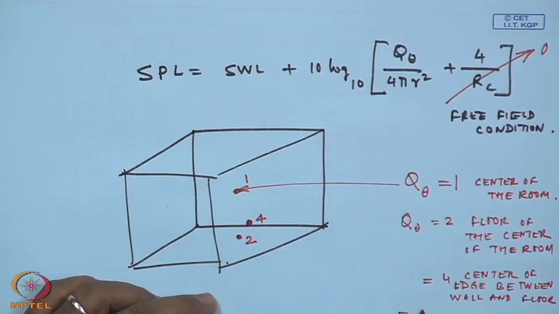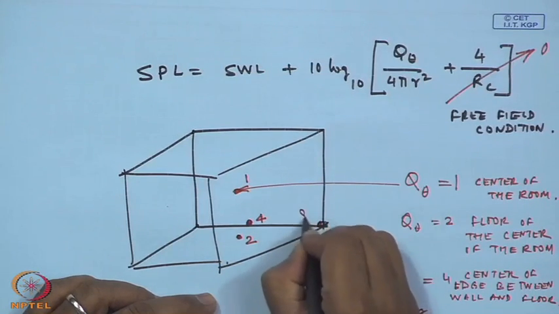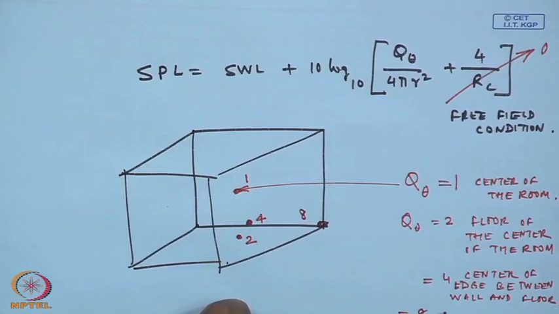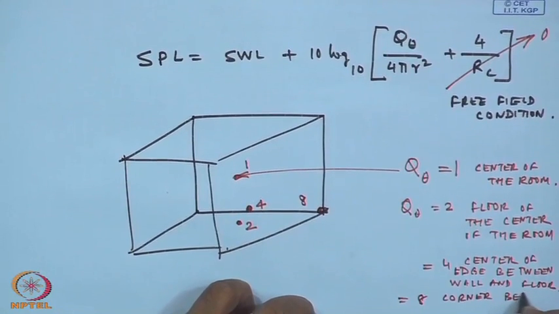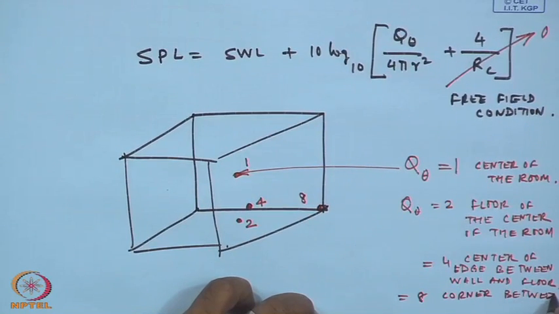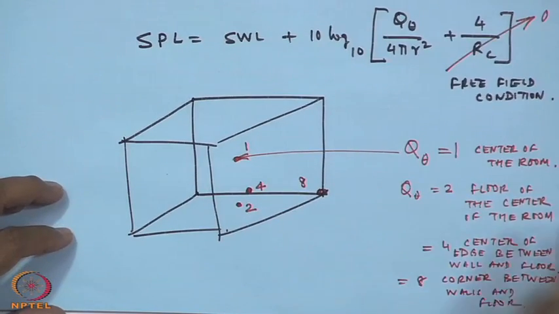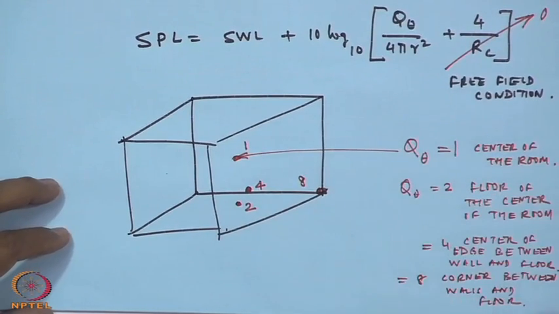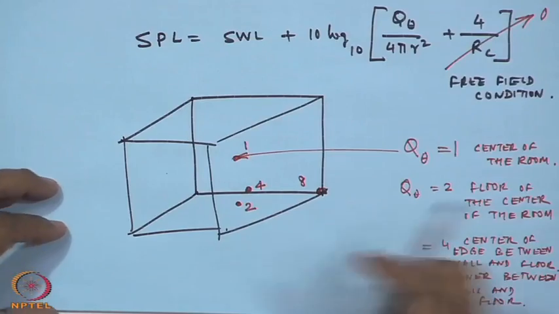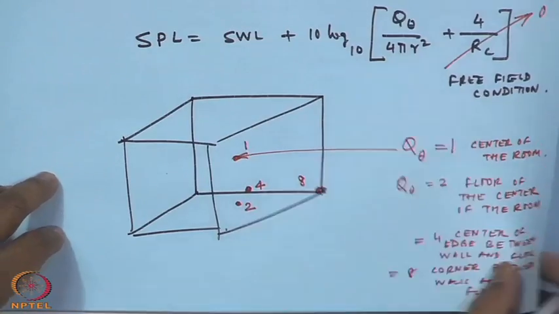And this is equal to 8 if it is at the corner between walls and floor. So, by this I mean the vice versa also you would have realized from the reciprocity relationship.